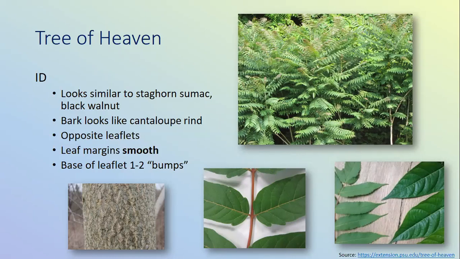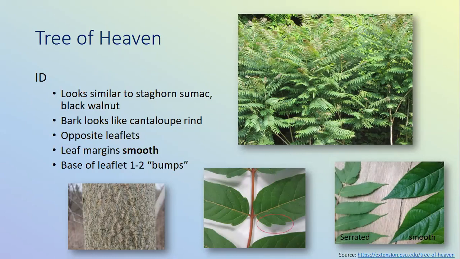And I highlighted that their leaf margins are smooth. So you'll notice in that bottom right photo, the one on the right is smooth and the other one is serrated. That is a key characteristic. If you're able to get up close with a Tree of Heaven, you'll want to look at the edges of the leaf, and if it's smooth, it's a Tree of Heaven. If it's serrated, it's probably a staghorn sumac or a black walnut.